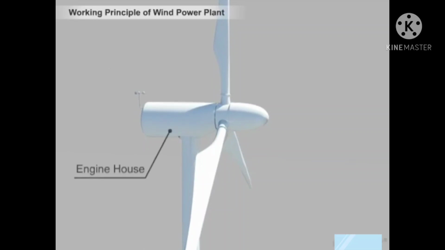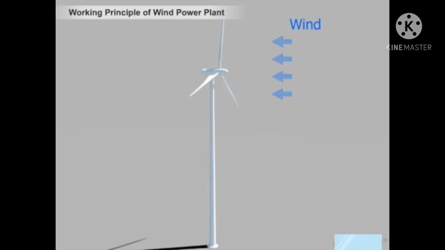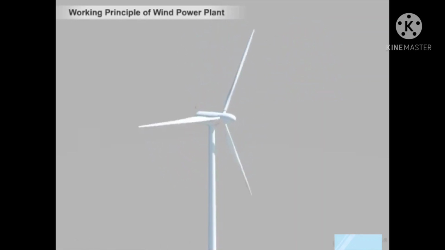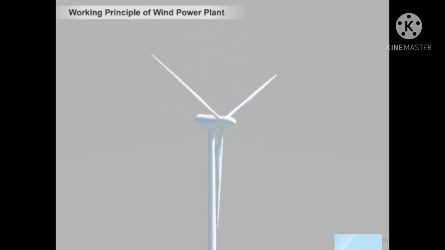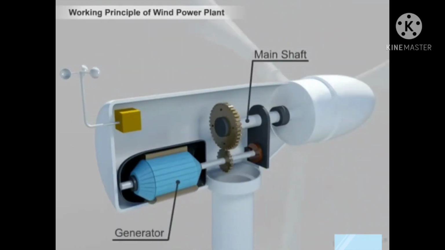Behind the turbine, there is an engine house called as nacelle. The nacelle is mounted on a tower in order to get more wind energy. The wind will cause the blades to rotate. Due to this, the rotor starts moving. As the rotor is connected to the main shaft, it spins the generator, because of which electricity is produced.